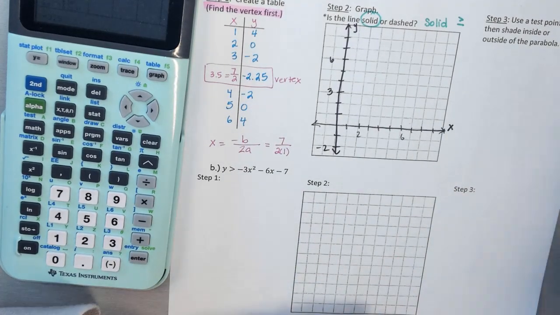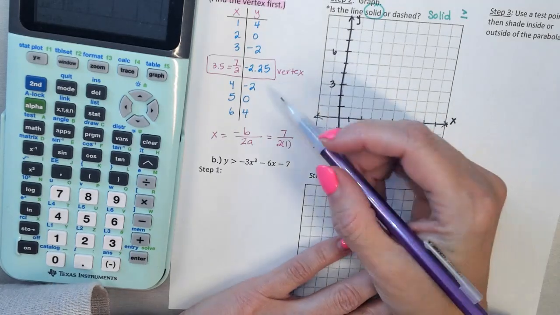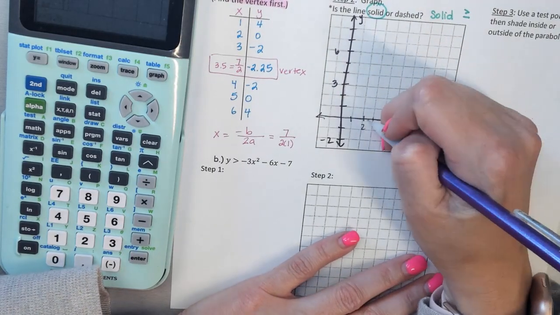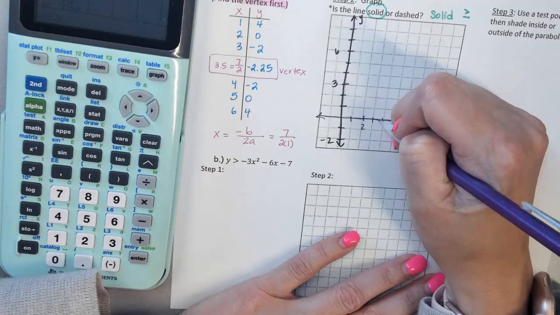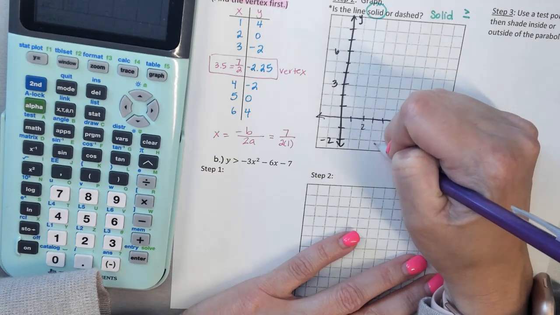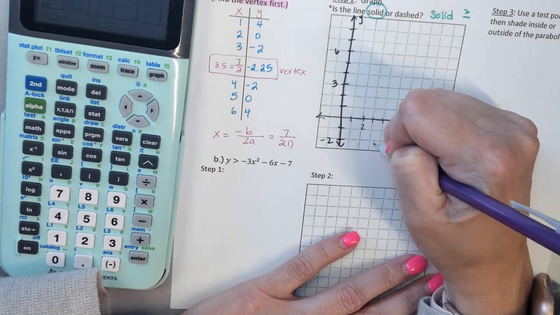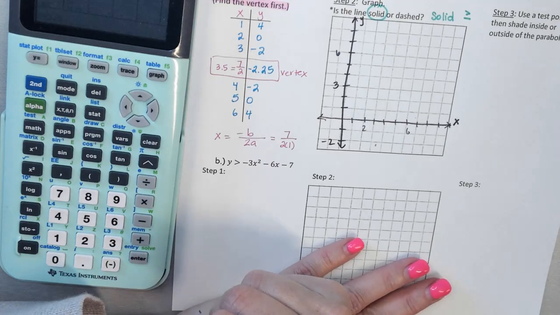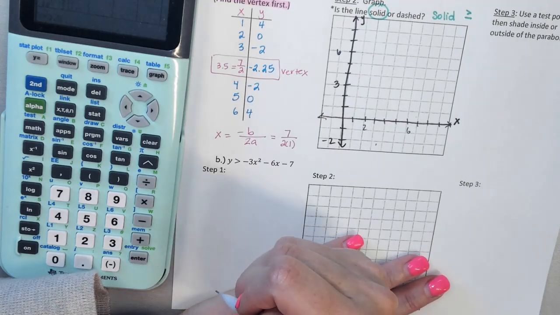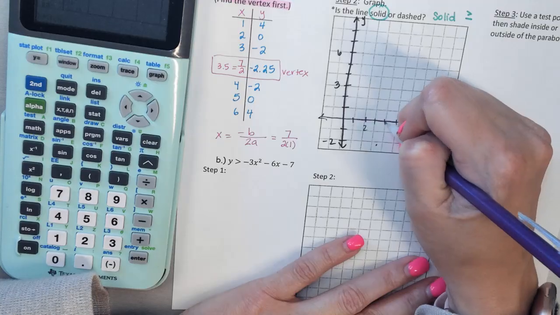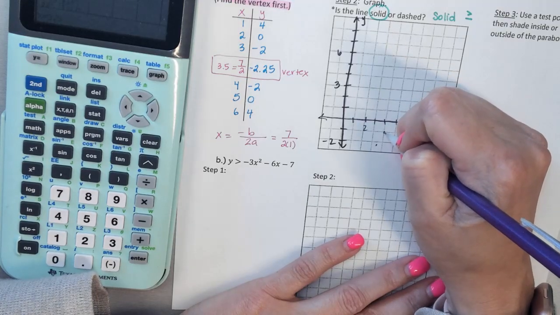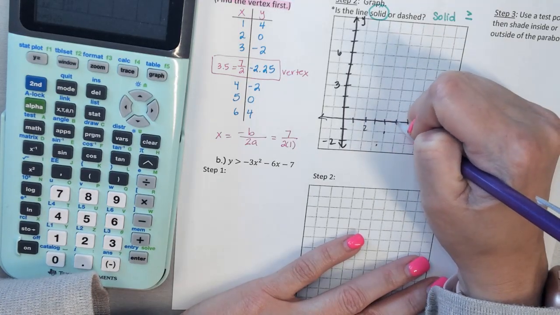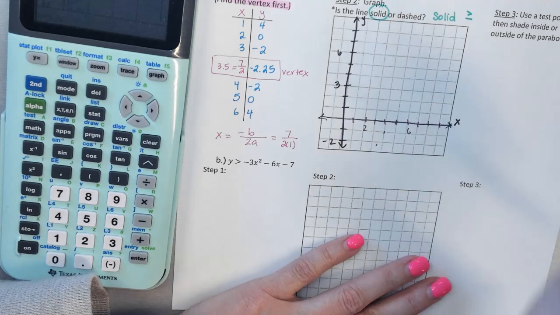You also might want to use pencil in case you make a mistake with the points. So 3.5, and then it's negative 2.25. So you're going to estimate about 1/4 of the way down. That is going to be an estimation. At 4, I'm at negative 2. At 5, I'm at 0.